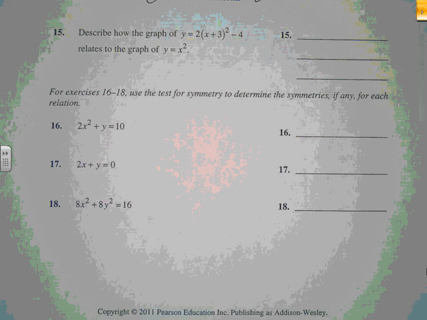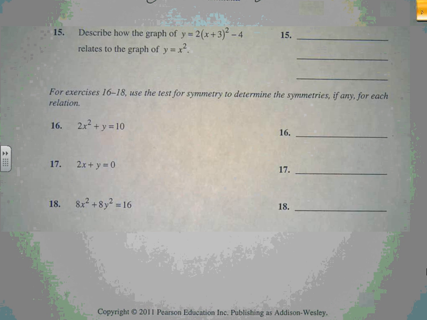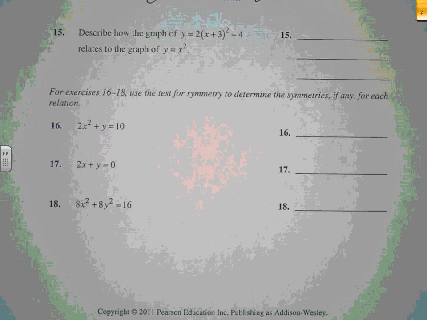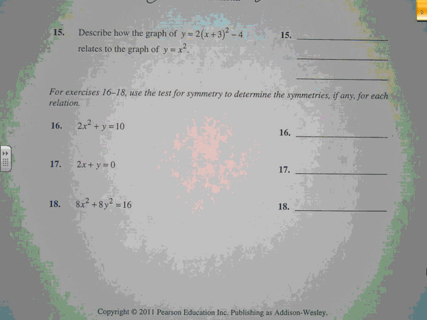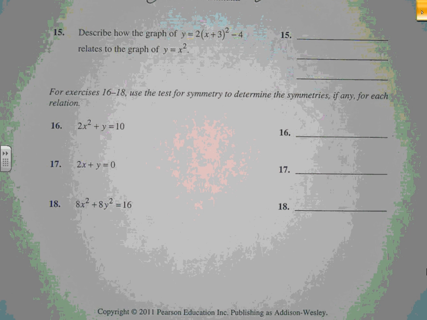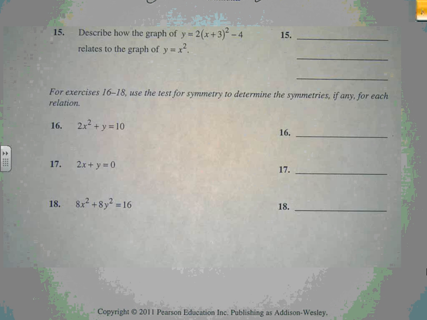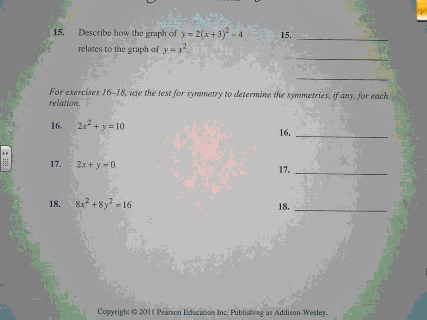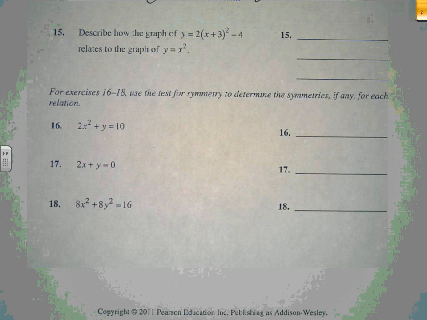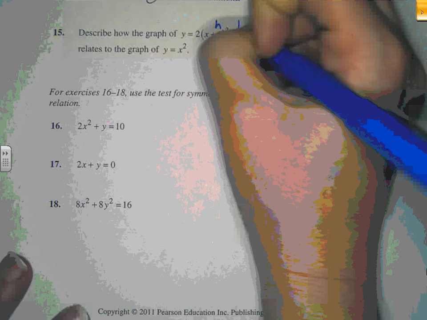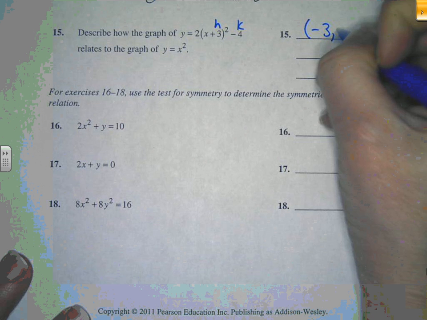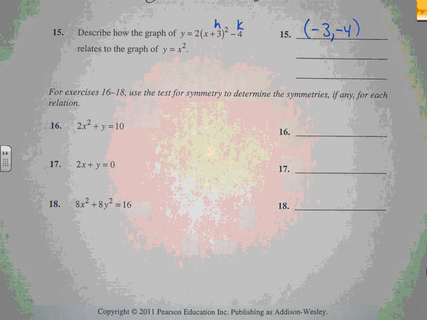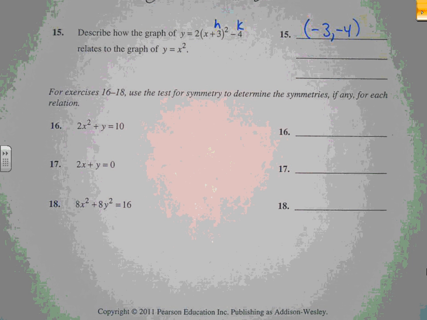So on to number 15. It says describe how the graph of y equals all that stuff relates to y equals x squared. Well, there's a couple things, and I have this written on the test, so you don't have to guess what you're looking for. But first of all, what's the vertex? -3, -4. Remember h and k? It's the opposite of whatever's in parentheses. So just write that down first. That means that the graph is 3 to the left, 4 down, but just write the vertex.